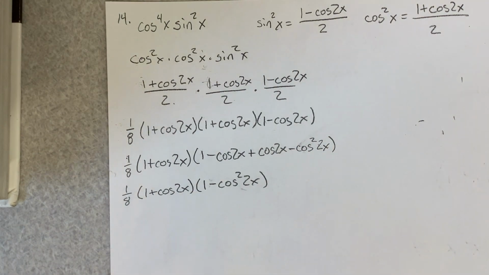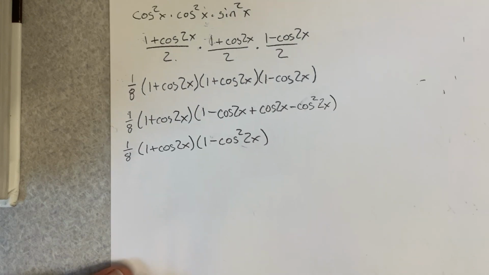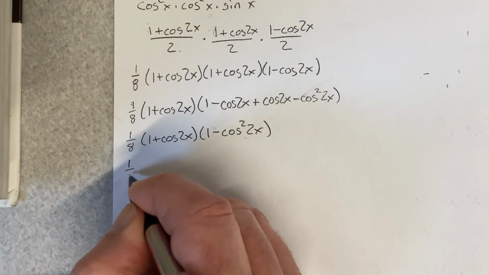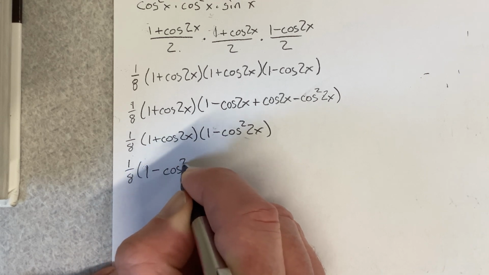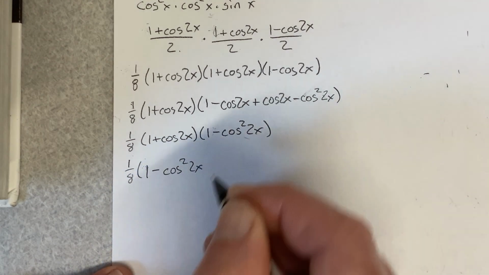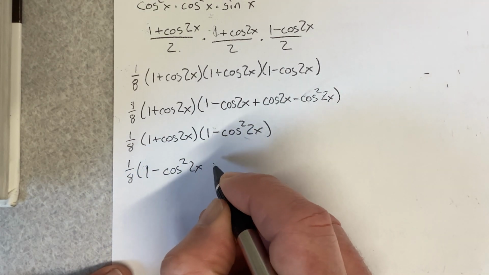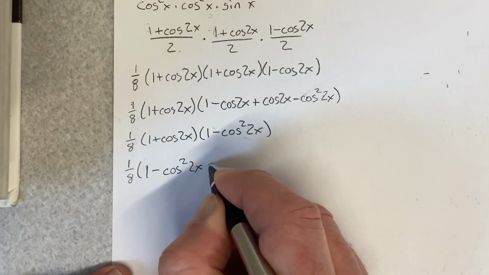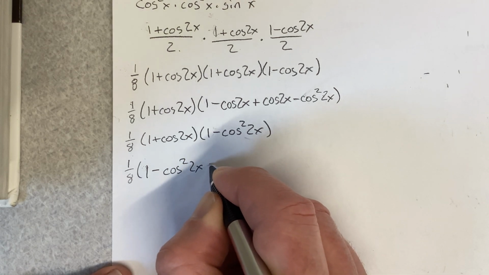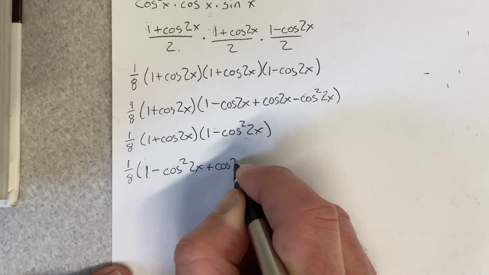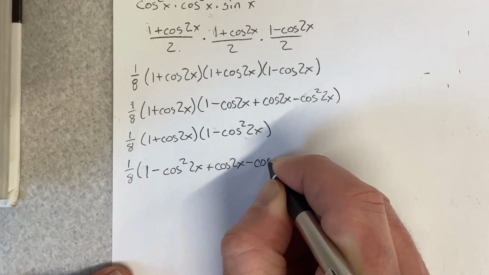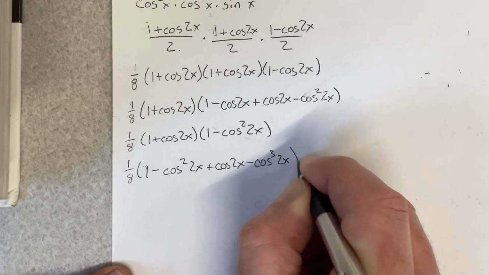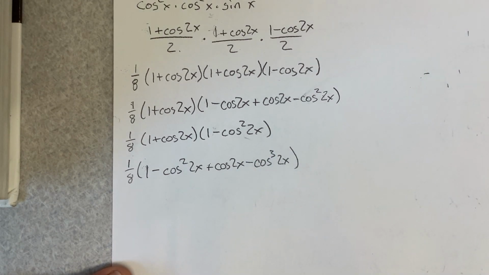Okay, so I'm going to FOIL again. So I'm going to carry this 1/8 down. Now we have 1 minus cosine squared of 2x, and then we have plus cosine of 2x minus cosine cubed of 2x. Okay, and so now we have a little bit more that we have to do here.